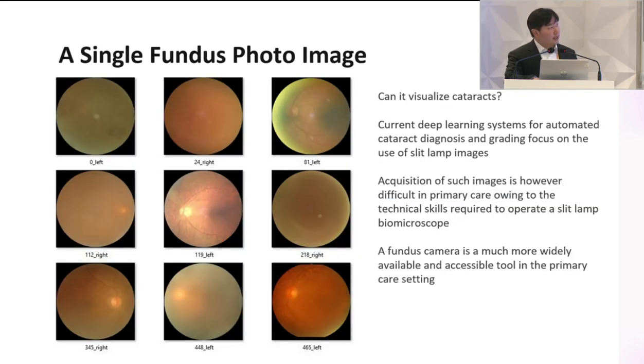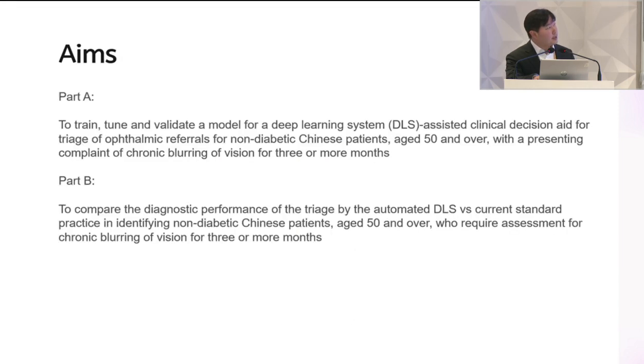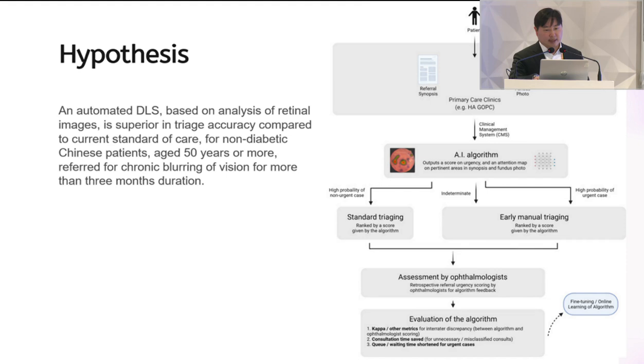If you look at a fundus image, it gives you more information than just the back of the eye. Some of these images are not very useful to us normally, because they're very blurred, but that blurriness actually gives us information on the cataract density. So we hope that by training this algorithm, we'll be able to use it for cataract diagnosis and also stratification. The first part was to train and validate the model. The second was to compare it to current practice.